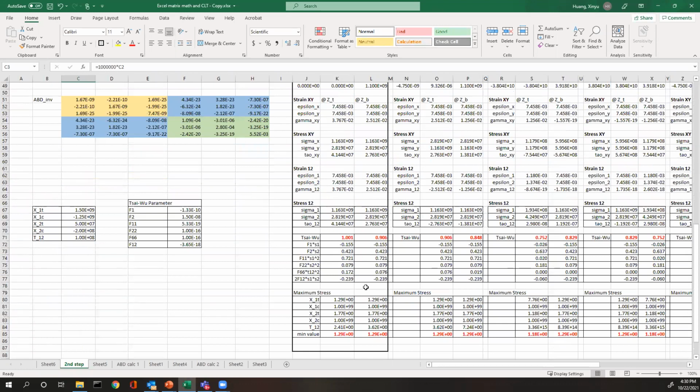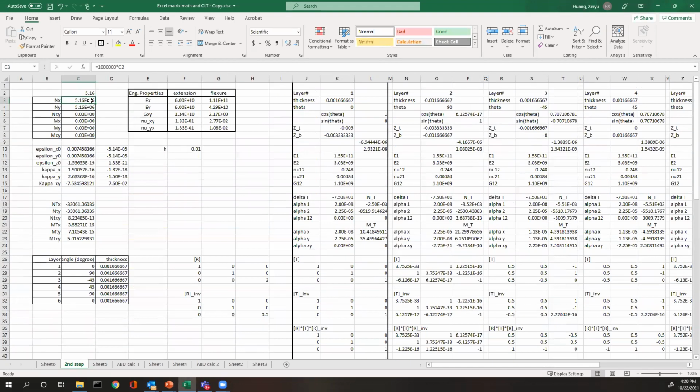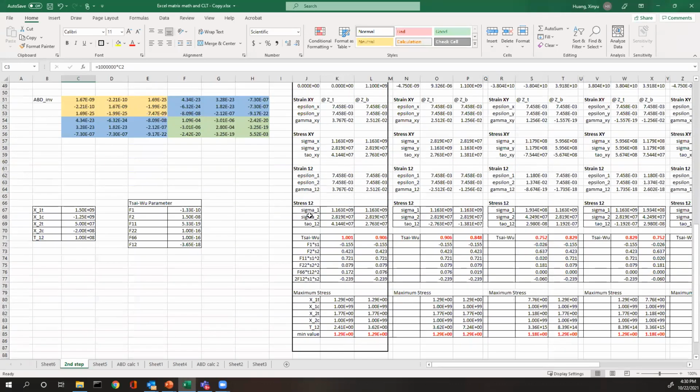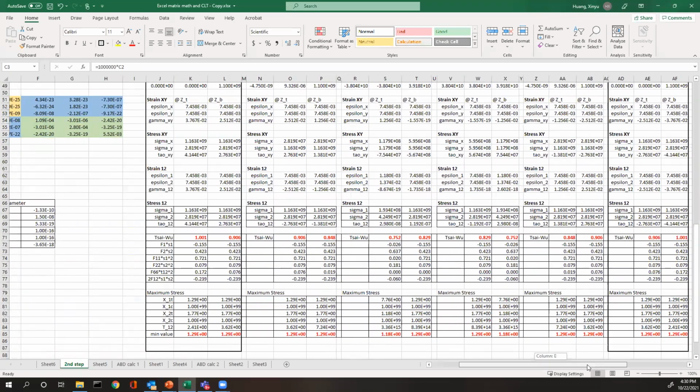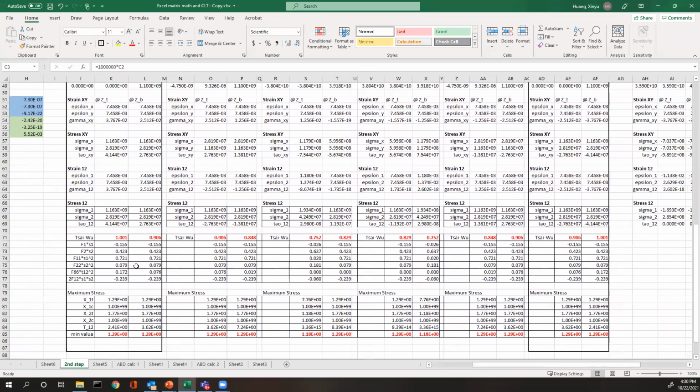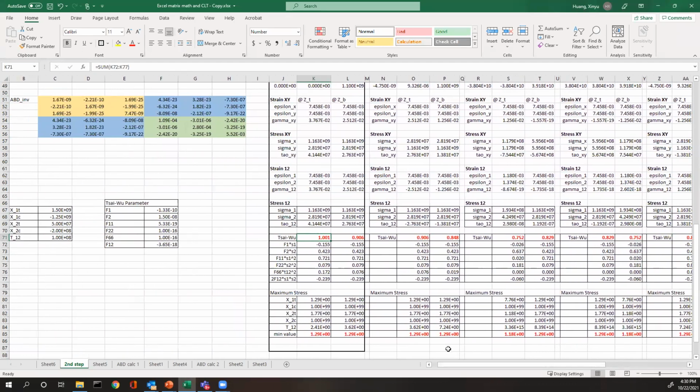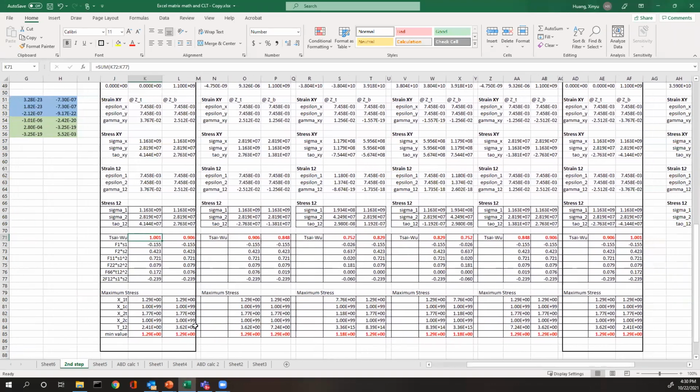Bingo. When the load grows from 2 to 5.16, I hit a spot where a second failure occurred. The indication is the Tsai-Wu indicator reaches 1. Okay, and let's determine what kind of failure mode it is. Let me look at the individual failure indicators.